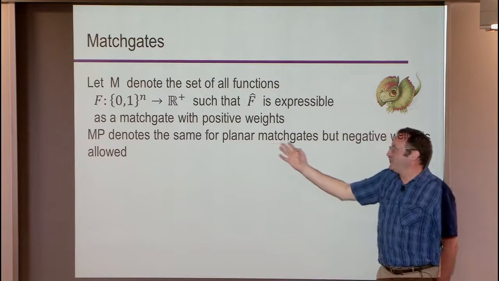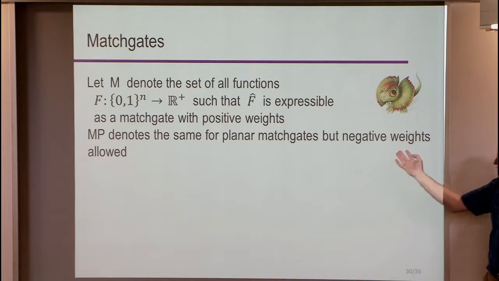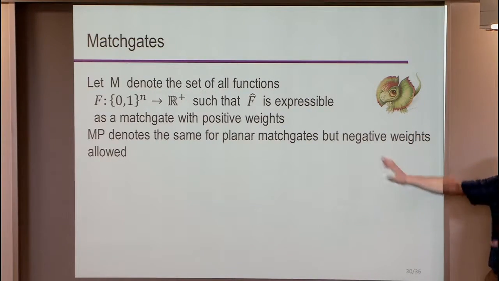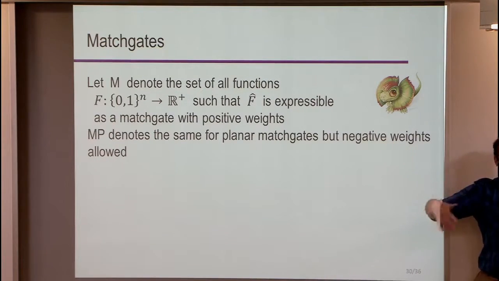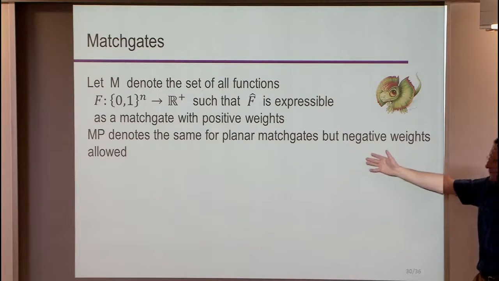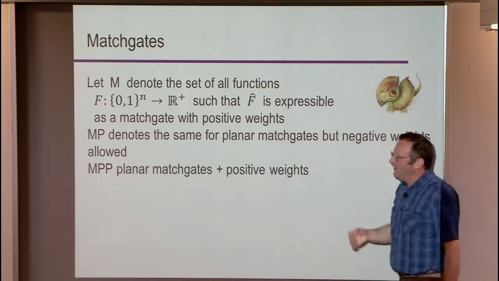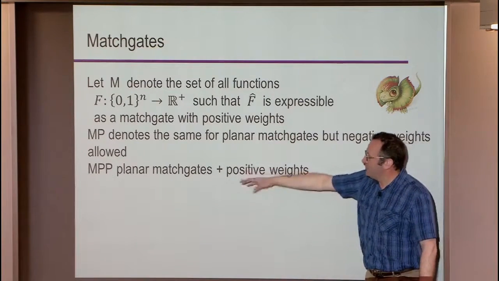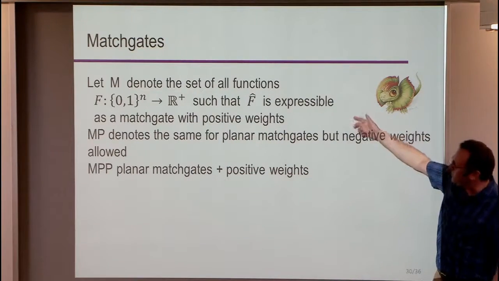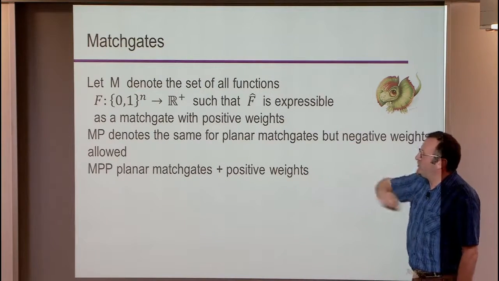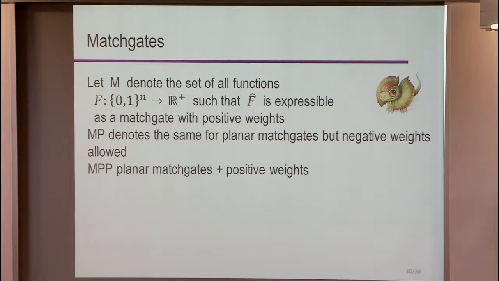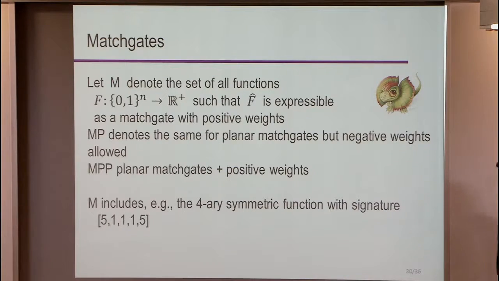For instance, those that are expressed by planar match gates with possibly negative coefficients. Well, we know a lot about this one. Say, it includes functions that satisfy certain identities and so on, for example. Well, another similar thing we may be interested in is the class of functions whose Fourier transform is expressible by planar match gates, but using only positive weights.